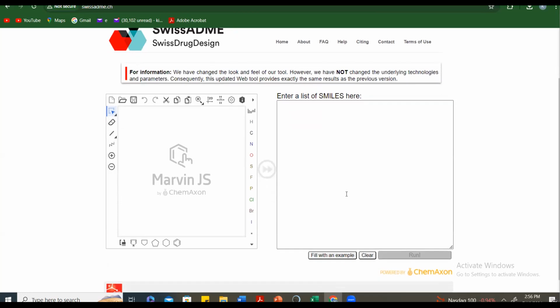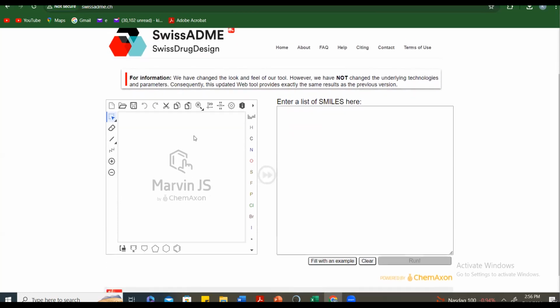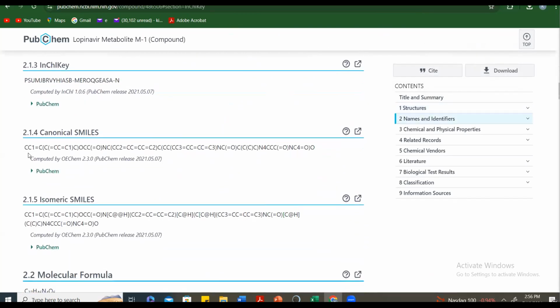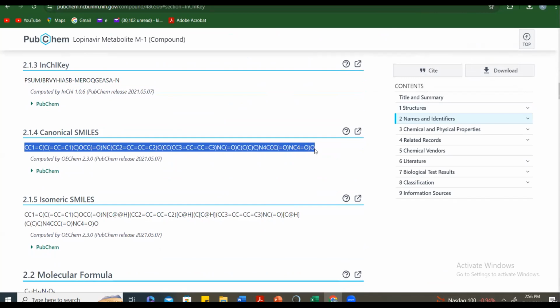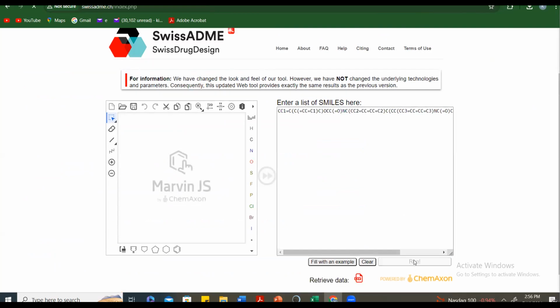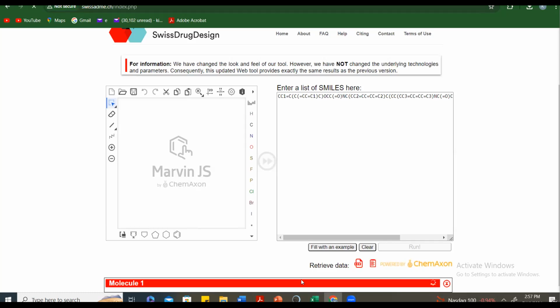And how do we do that? Based on what you see on this server, you can draw the structure here, or you can just copy and paste the canonical SMILES. So let's copy and paste the canonical SMILES of this drug that you are using as an example. Go to PubChem, copy the canonical SMILES and paste it there. Once you paste, you can paste many, 10, 20, but let's just use this one for time. So click run, and it's going to calculate it for you and give you the results. Just give it a few minutes.